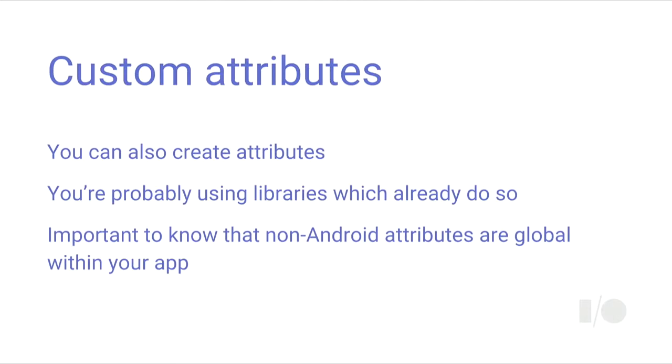You can also declare custom attributes in your app. And indeed, you're probably already using libraries which declare their own attributes. Now, it's important to know that all attributes that are declared in your app, so even libraries, are in like a global namespace. What that practically means is that if there are two declarations of the same attribute name, your app won't build because you'll get a conflict. So it's something to be careful about.